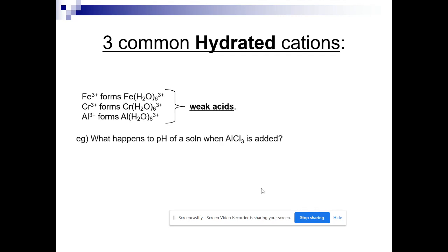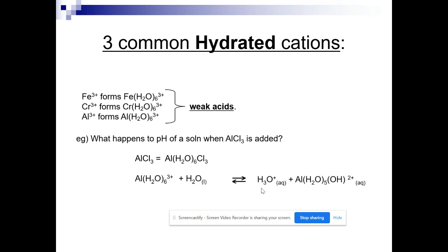All right, so what happens to the pH of a solution when AlCl3 is added? We can think of AlCl3 as Al(H2O)6 3+ and then Cl-. The Cl- is a spectator. It's going to go away. It's going to make the hexaaqua aluminum ion, or aluminium ion, depending on how you want to say it. So this is the equilibrium that it's going to form.